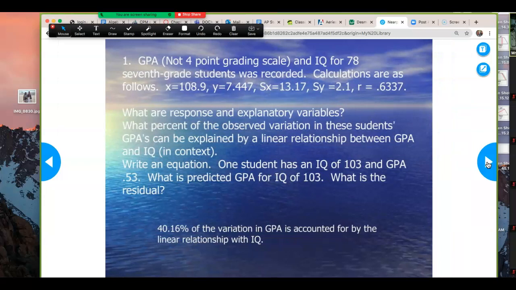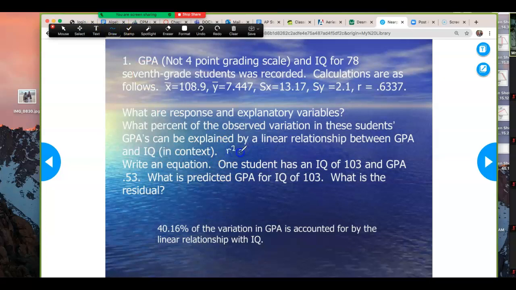GPA and IQ was given. Okay, we have x bar, y bar, s of x, s of y, and r. What are the response and explanatory variables? So x is IQ. IQ is 108. What percent of the observed variation in these students' GPAs can be explained by a linear relationship between GPA and IQ? Okay. R squared.